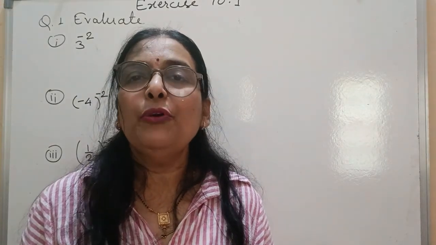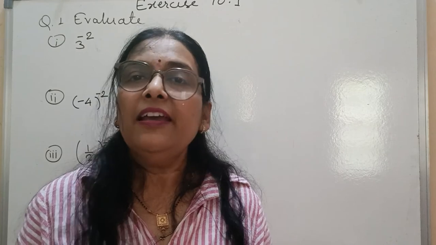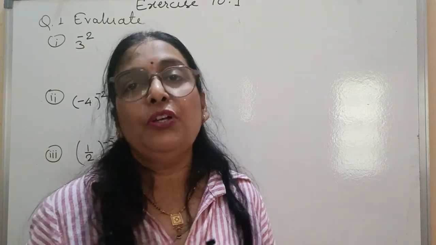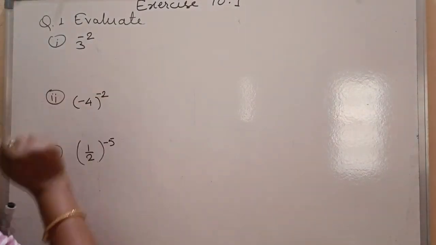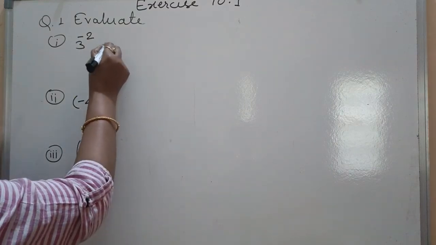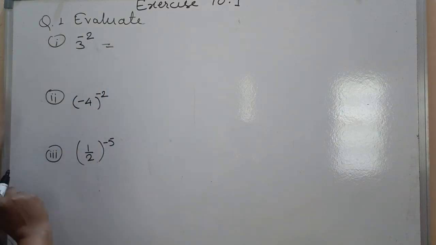In this video, we are going to see chapter 10, Exponents and Powers from class 8 NCERT book. So exercise 10.1, in that question 1 is evaluate. First one, sum is given 3 raised to minus 2.